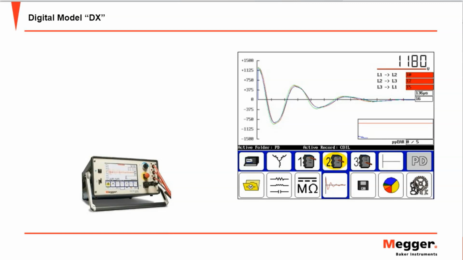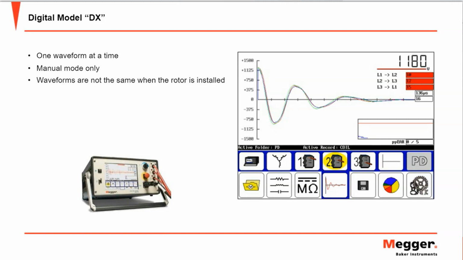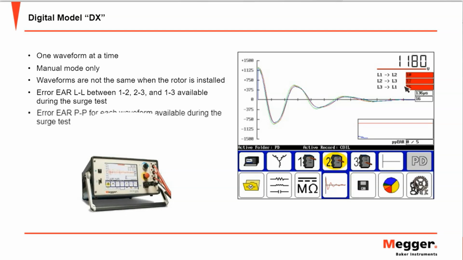So the same, one waveform at a time, manual mode only. Waveforms are not the same when the rotor is stalled. So we have the line-to-line error on the screen here. You can see here the information. And also here we have the pulse-to-pulse error on the screen during the surge test. And the tester has the capability to stop the test when the tester identifies weak insulation.